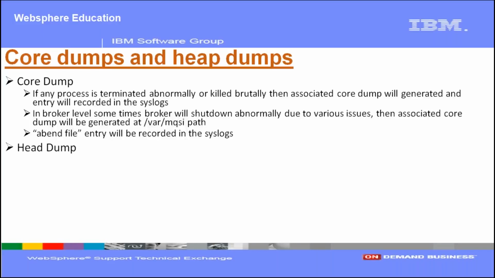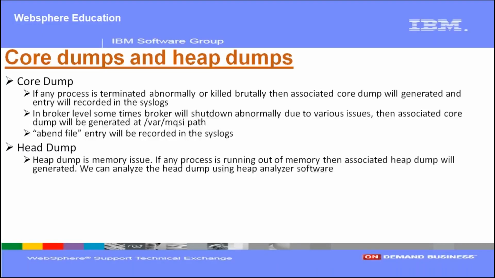Now heap dump. A heap dump is a memory issue. If any process is running out of memory, then an associated heap dump will be generated, and we can analyze the heap dump using heap analyzer software. IBM has provided a software called Heap Analyzer. With the help of Heap Analyzer, we can analyze our heap dump file. When we upload our heap dump file into Heap Analyzer, it will analyze and show you the information, that due to this issue the heap dump is generated, so that we can start our troubleshooting. That is what a heap dump is.